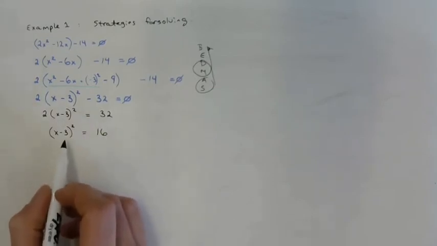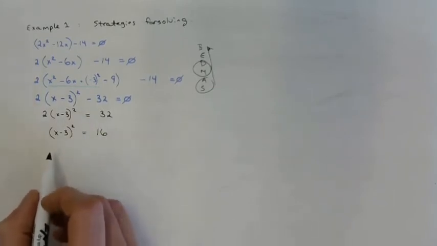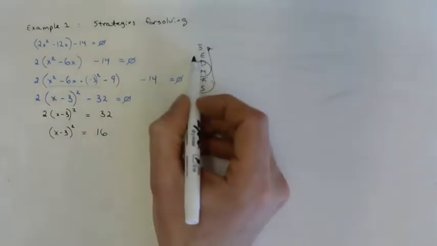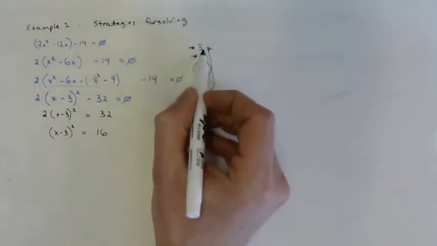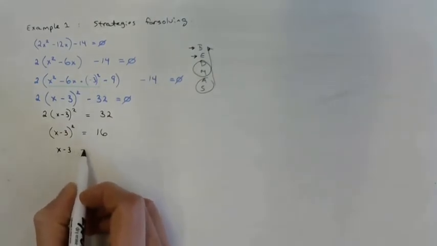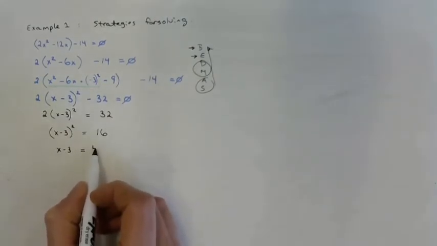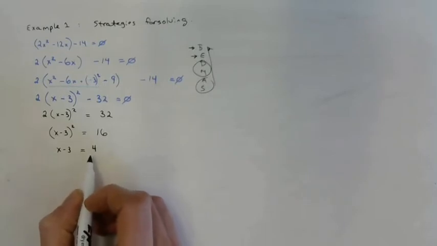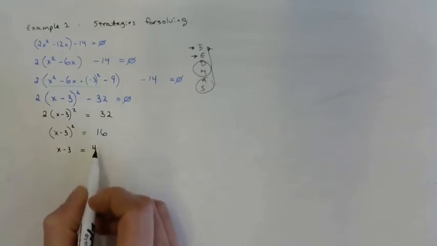Now what? Now I take the square root of both sides, because I have to deal with my exponent before my group inside the bracket. Square root of both sides. On the left, it leaves us with x minus 3. On this side, it leaves us with 4. Uh-oh. Just 4? No, plus or minus 4, because 4 or -4 is the square root of 16.